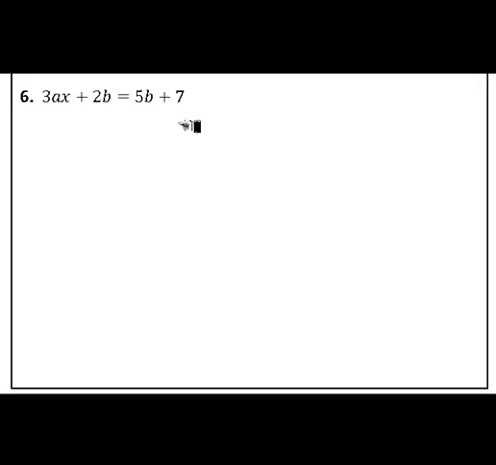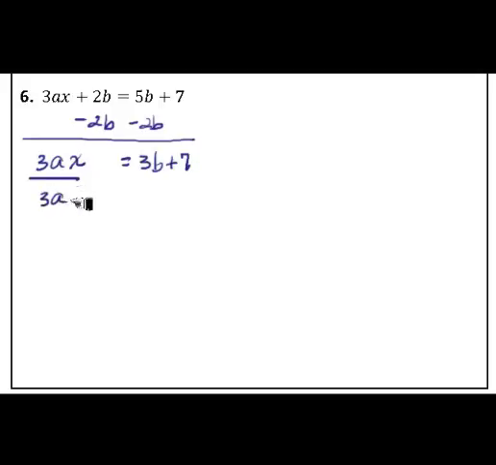Here in number 6 we have a linear equation, and we're supposed to solve for x, but we do have other variables in our equation. So we'll start by isolating the x term. We'll subtract 2b from both sides and line up the 2b right here underneath this 5b because they are like terms. So we have 3ax is equal to 3b plus 7. And finally, we're going to just divide both sides by 3a in order to solve for x. And we get that x is equal to 3b plus 7 divided by 3a.